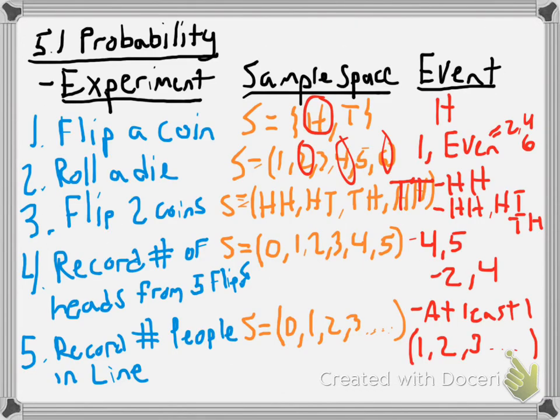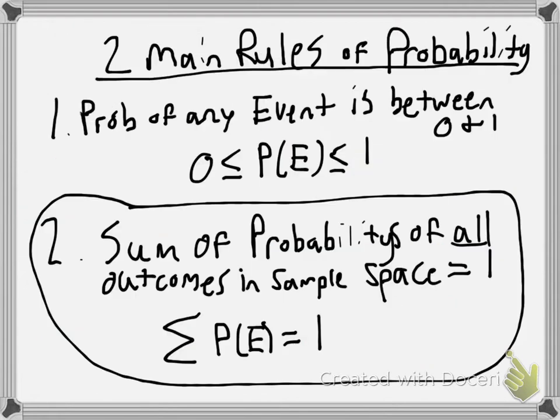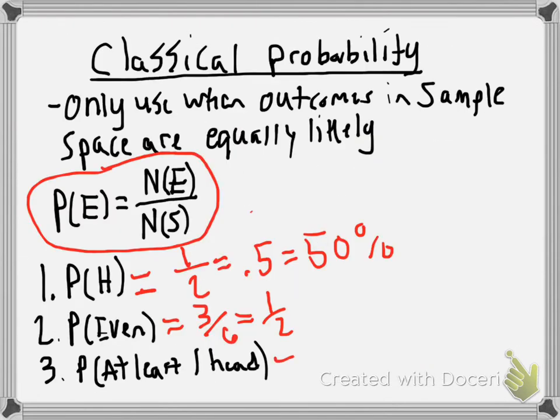Let's go back to that sample space. The sample space of getting at least one head is head, head, head, tail, tail, head. That's 3 ways that can happen out of 4 total in the sample space, which is 0.75 or 75%. Now remember, we can only use classical probability for outcomes that are equally likely in the sample space.